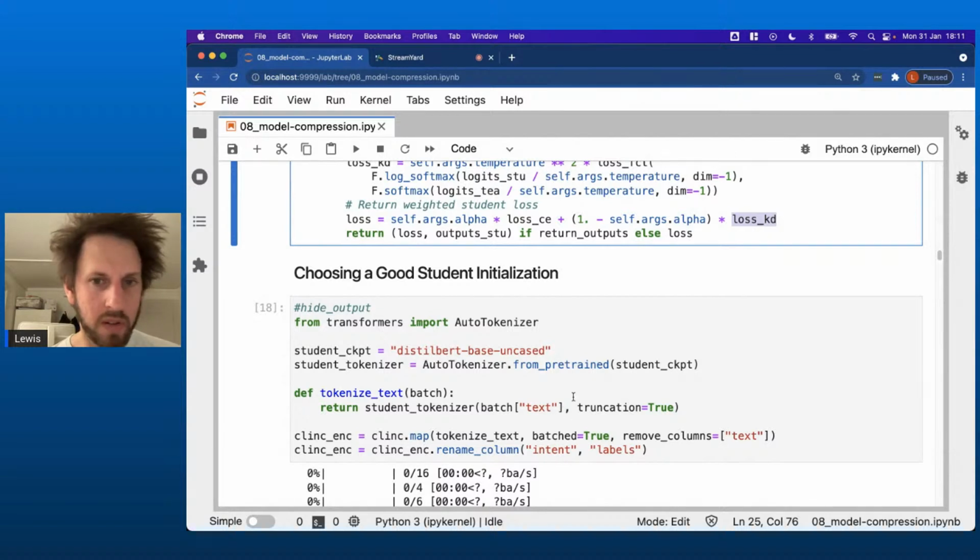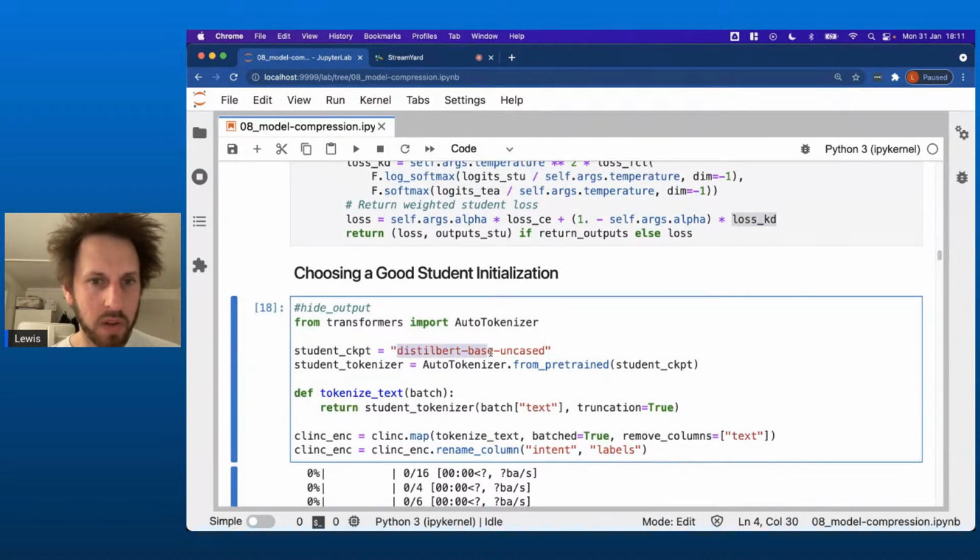It's a pretty common step we need to do in NLP. But basically what I'm going to do is use as my student a model called DistilBERT, which is already a smaller version of BERT. So it's already going to go faster. But then we're going to see if we can use this knowledge distillation technique to give it a bit of a performance boost on the accuracy.